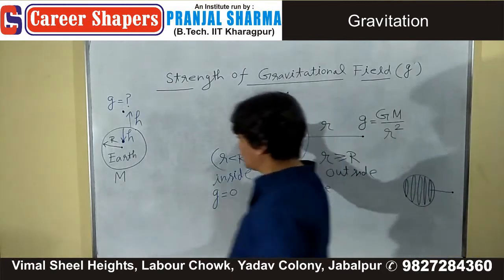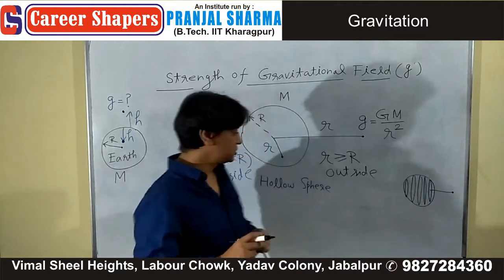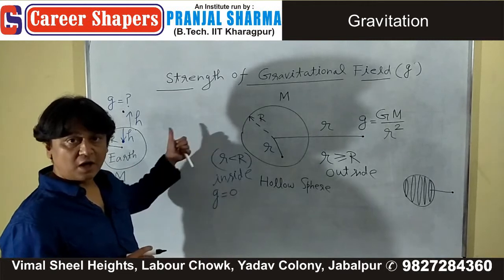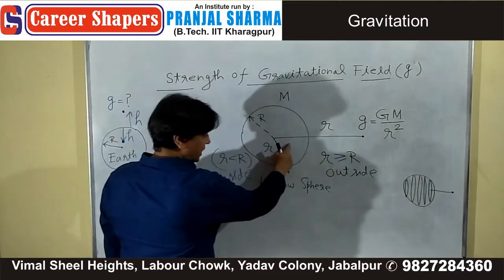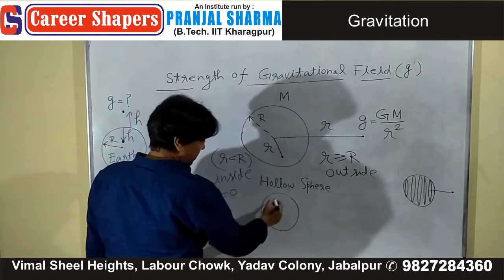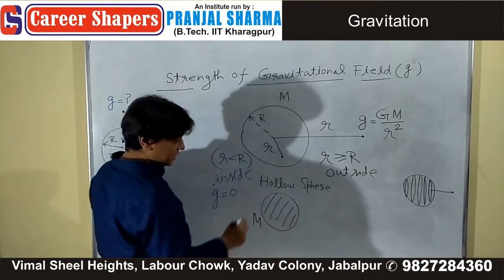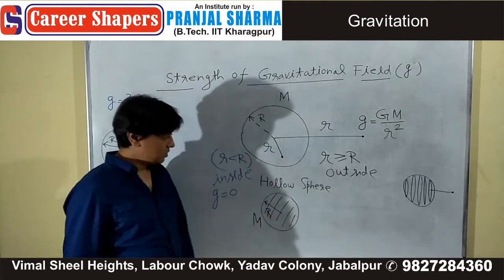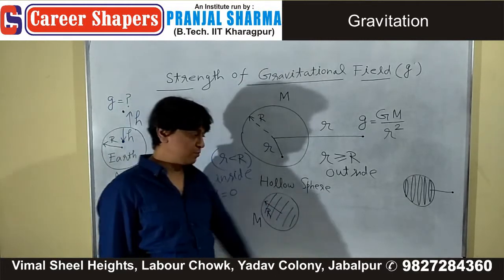Now, this is the hollow sphere, but Earth is not a hollow sphere. Earth is what? A solid sphere. If Earth is a solid sphere, then how will you find the gravitational field of a solid sphere outside? Let's go for the outside point first. Now, if you have a solid sphere, look at this solid sphere. Its mass is m. Its radius is r. We need the gravitational field of a solid sphere at outside points.